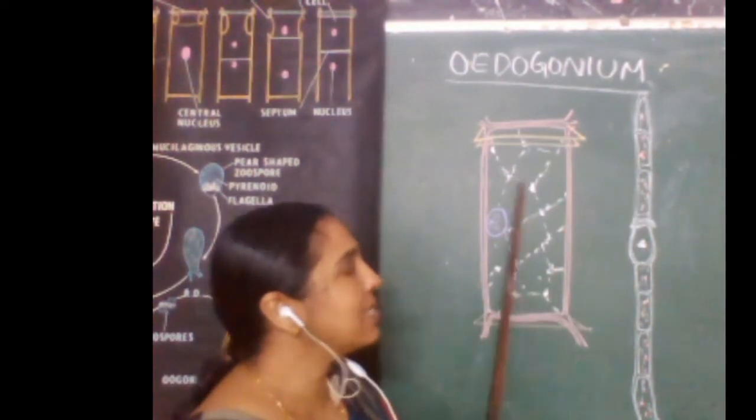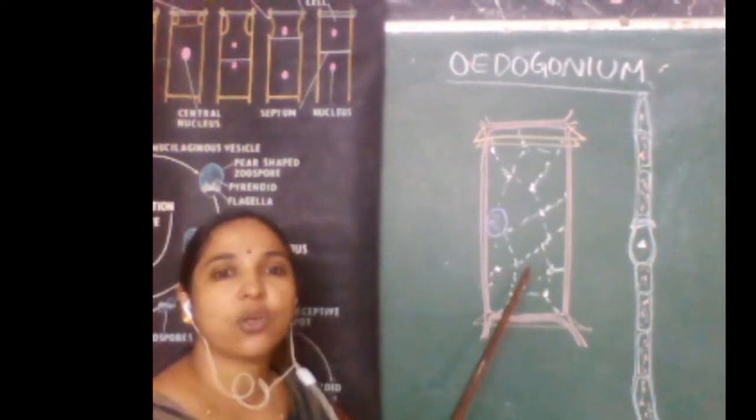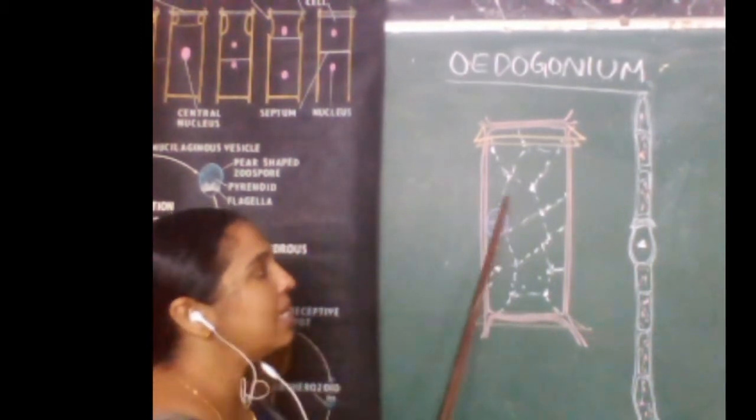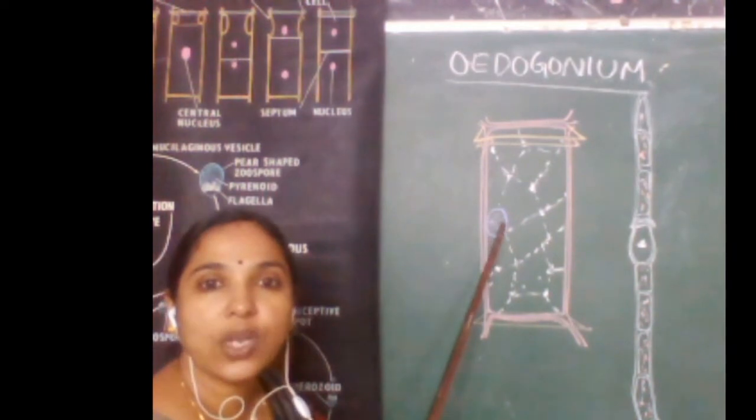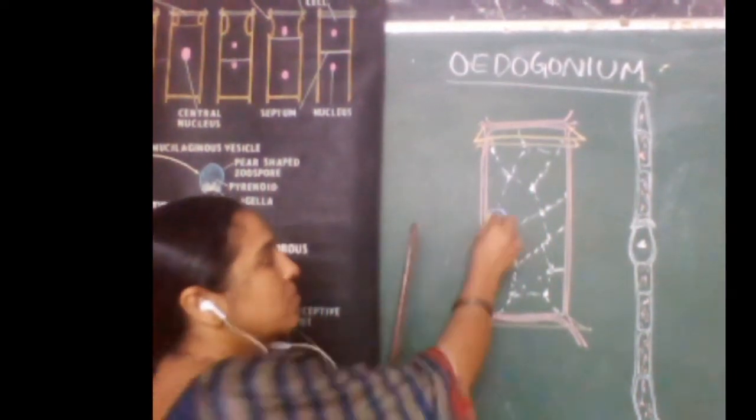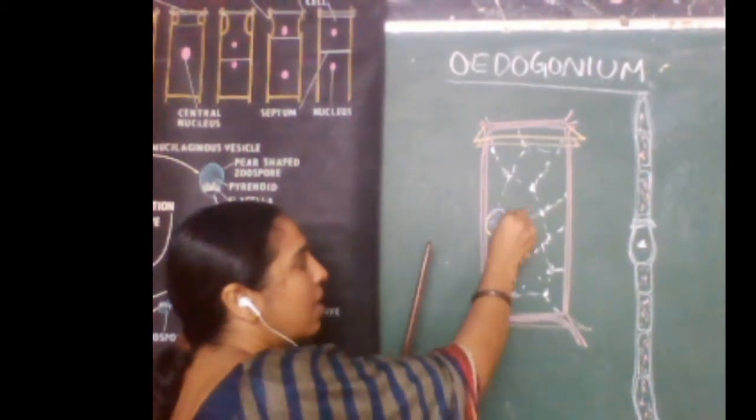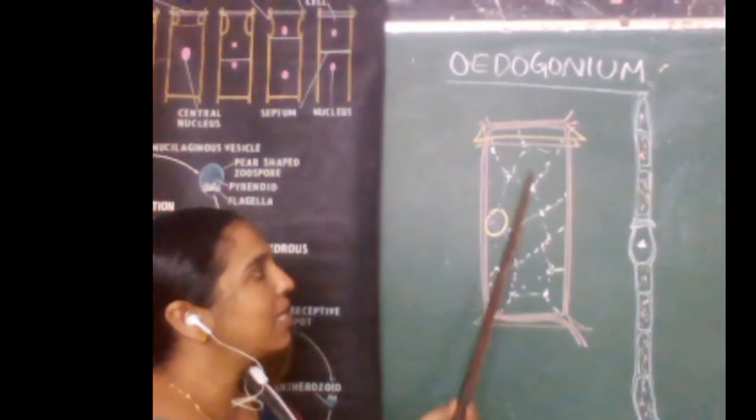Okay. Now, when you take a single cell, what is the structure of the single cell? So, this is the structure of a single cell. You can see here, there is a nucleus that is usually shifted to the periphery. So, this is the nucleus. So, I will draw it in yellow color. So, this is the nucleus, and these are the chloroplast.